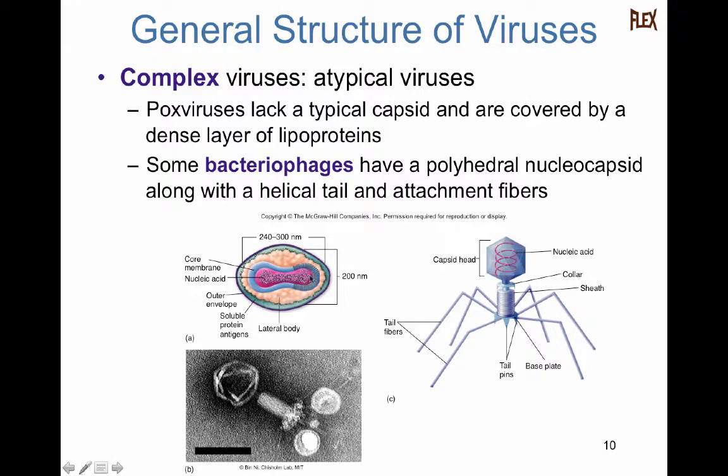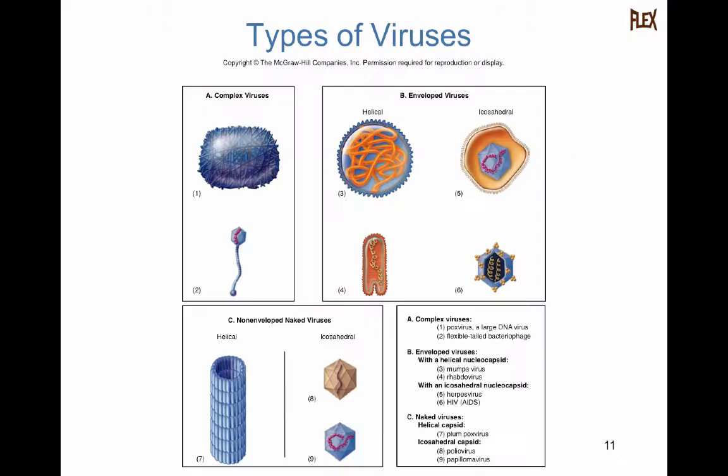So unlike the smallpox viruses that infect animal cells, bacteriophage actually infect bacterial cells. I know this takes a second to wrap your head around, but there are indeed viruses that are solely infective to bacteria. All right, so those are the complex viruses.